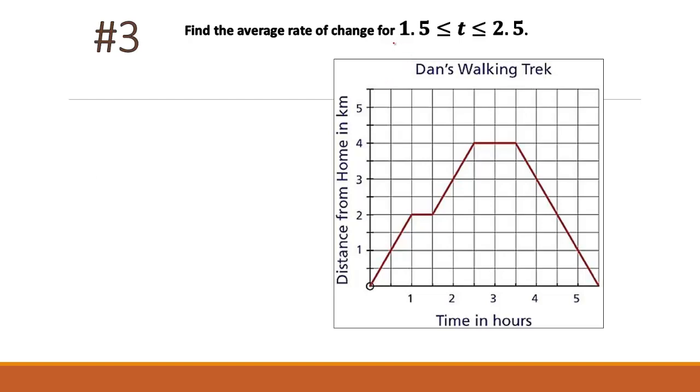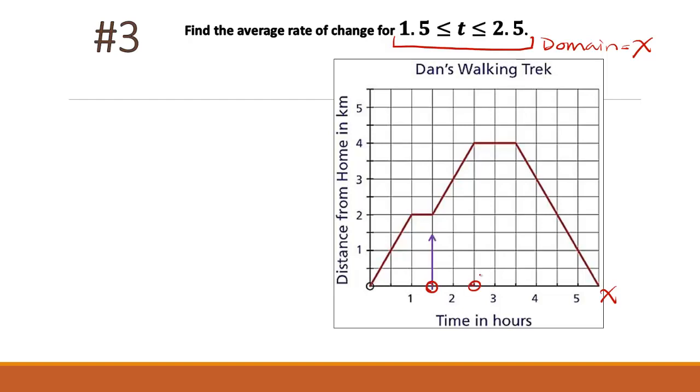All right, so another type is you're going to be given a graph sometime, and it says find the average rate of change for, and this should look familiar because this is the domain, all right, which is kind of like what you had to find last unit. So we need when t, or the domain, is between 1.5 and 2.5. So remember, domain is x, and this is the x-axis. So between 1.5, which is right here, and 2.5, which is right here.